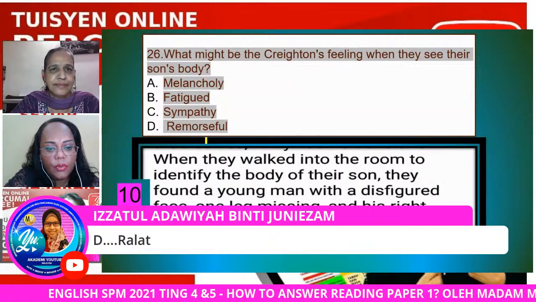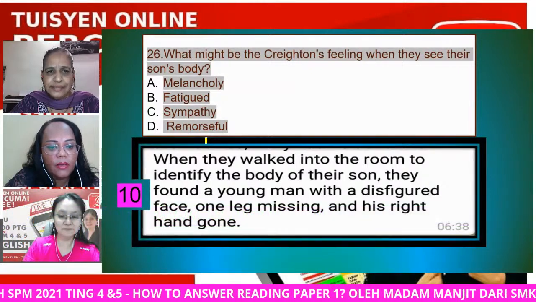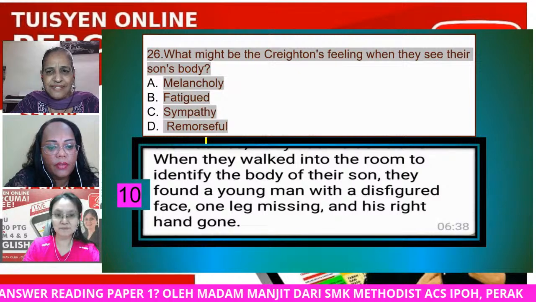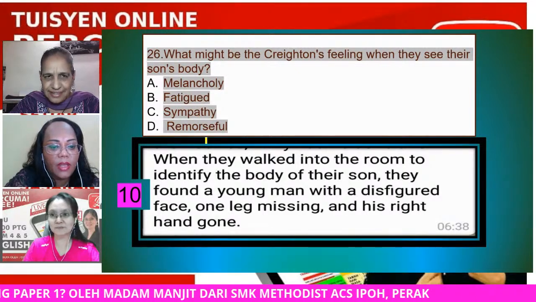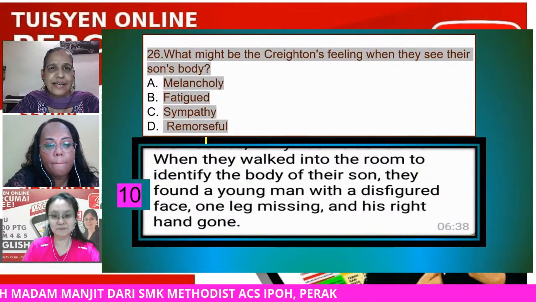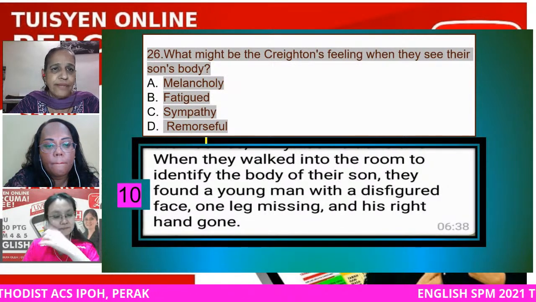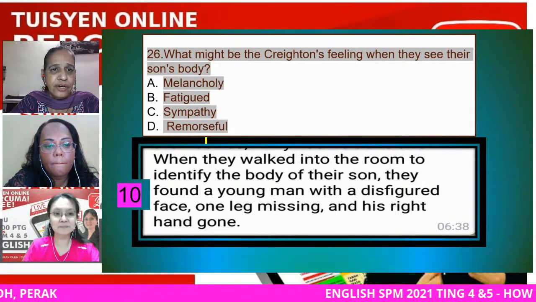26. When they walked into the room to identify the body of their son, they found a young man with a disfigured face, one leg missing, and his right hand gone. Okay. What might be the parents' feeling when they see their son's body? Melancholy, fatigue, sympathy, or remorseful?